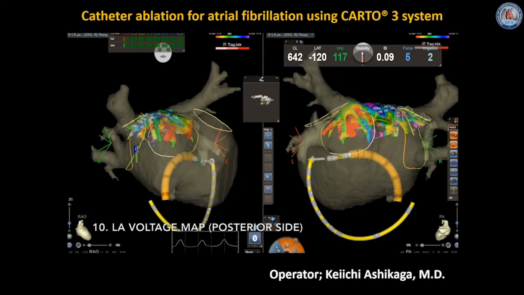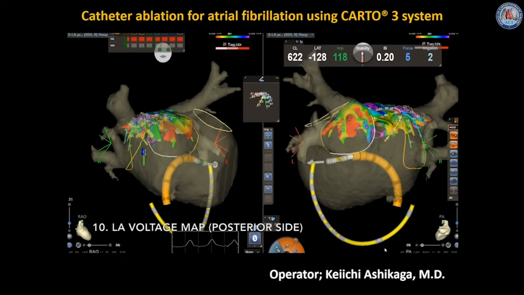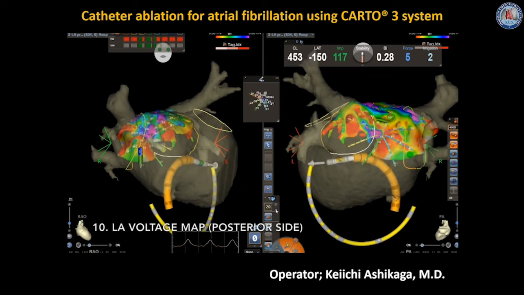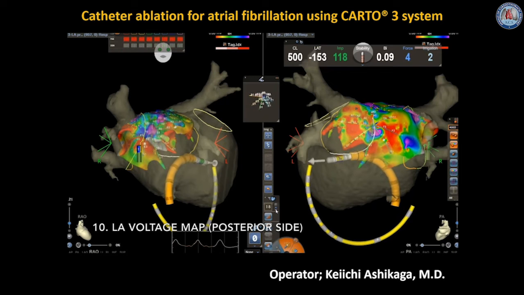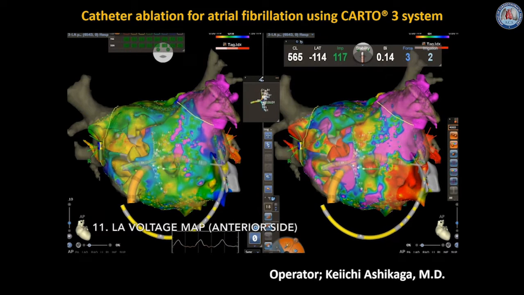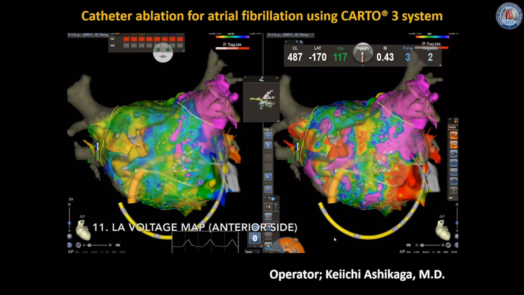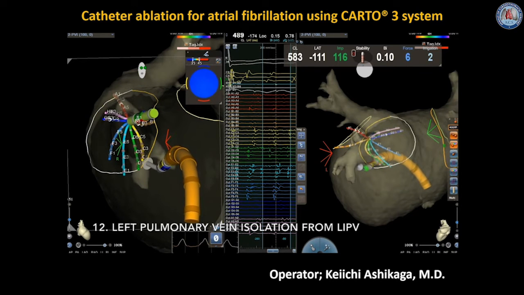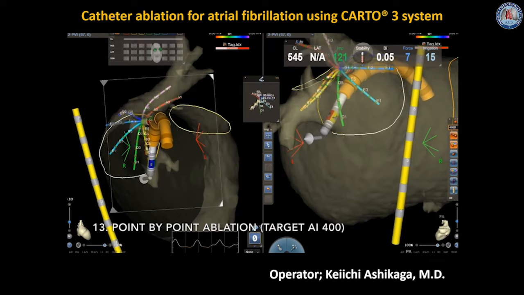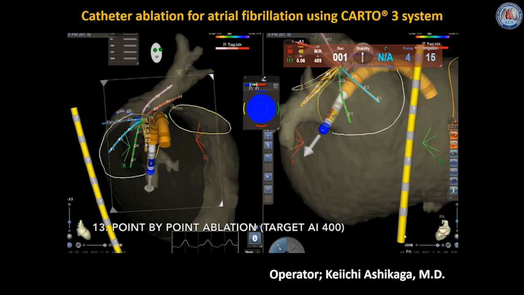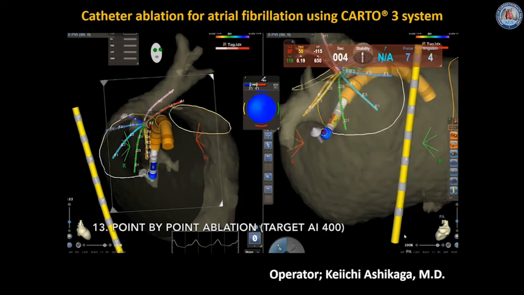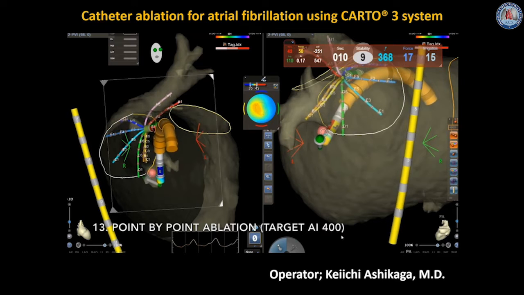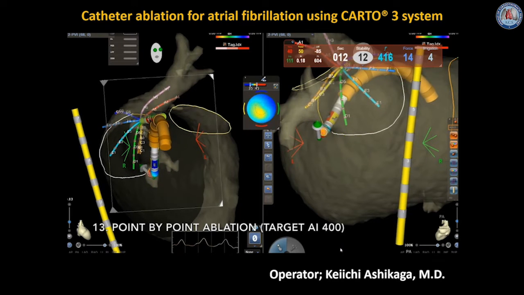Here we see the voltage mapping of the left atrium under the atrial fibrillation rhythm. This is the posterior side and then the anterior side. Then the extensive pulmonary vein isolation is now started. At each ablation point, the ablation index, which is derived from the electric power, touching time and force, is carefully checked for safe and effective ablation.